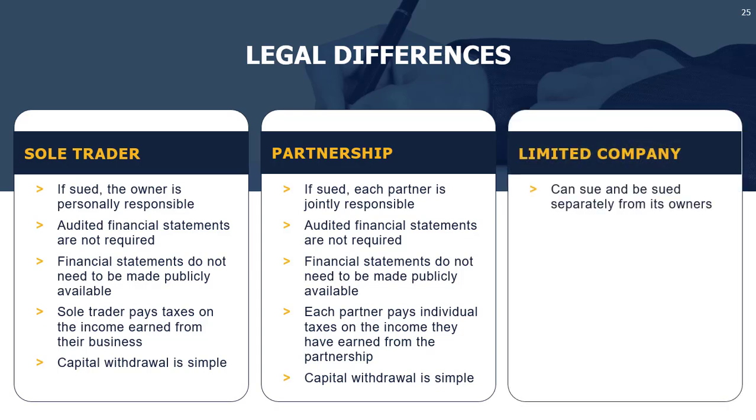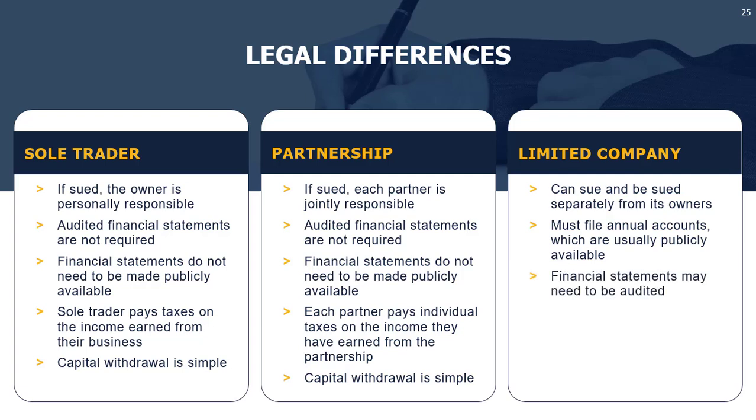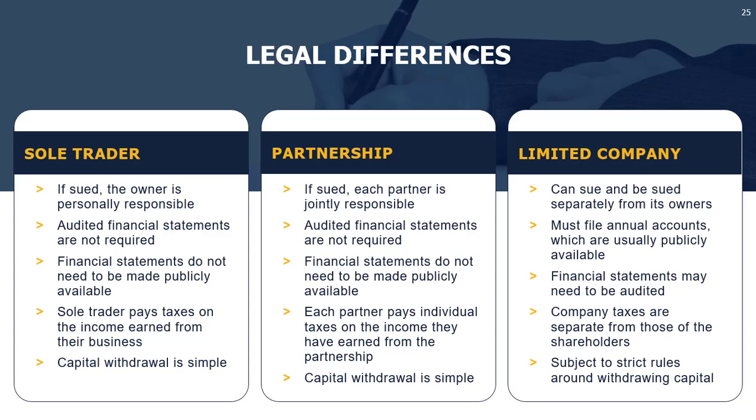Limited company, separate legal entity, can sue and be sued separately from its owners. So the owners are not individually liable for all of the debts and losses of the company. Must file accounts which are publicly available. Those financial accounts need to be audited, which means somebody comes along and says, yes, these are okay, or no, they're not. Company pays taxes separately from the shareholders, so the company pays taxes on profits. And withdrawing capital, which is dividends, subject to strict rules. There's only a certain amount of distribution of dividends that can be carried out.